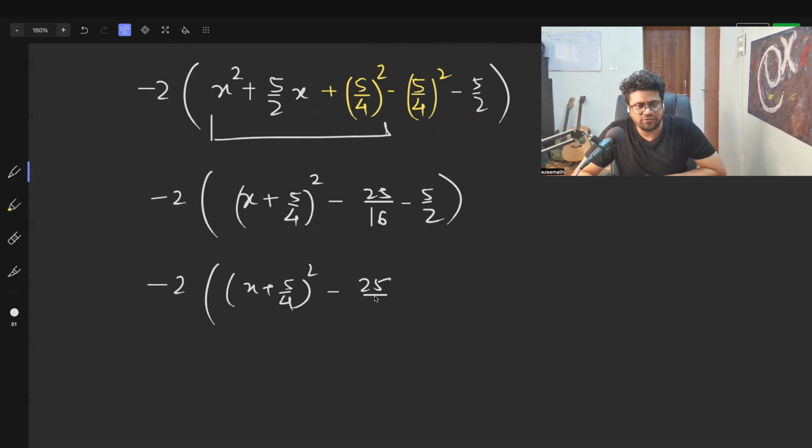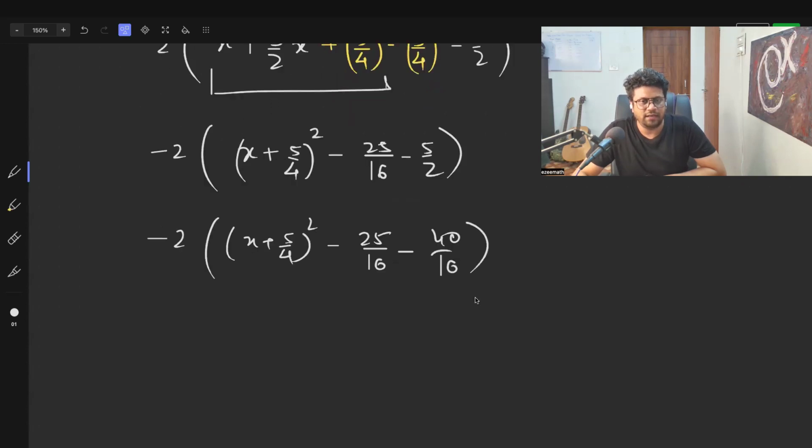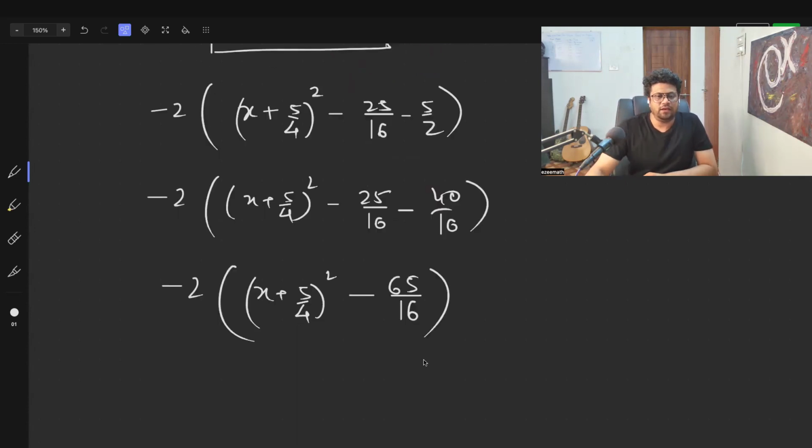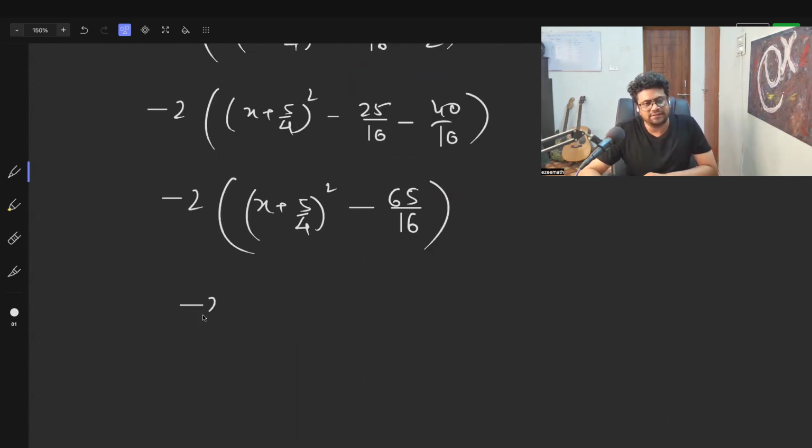It's going to be a minus 25 by 16 minus a 40 by 16. That's what a 5 by 2 is. And that is going to be a negative 2x plus 5 by 4 square minus 65 by 16. And then you can bring the negative 2 inside, and it's going to be plus 65 by 8. Why did it become a 65 by 8?